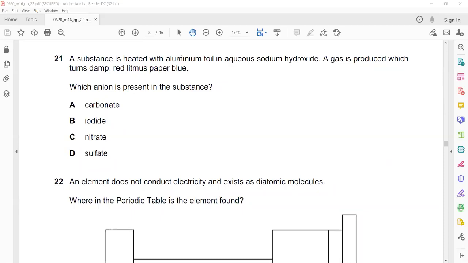So when you add aluminum foil or aluminum powder followed by sodium hydroxide and heat, the gas is ammonia gas, and this is actually a test for nitrate. For carbonate, how do we test a carbonate? We normally add an acid, it will give a fizz. To test iodide ion, we normally add silver nitrate or lead nitrate, it will give a yellow precipitate.